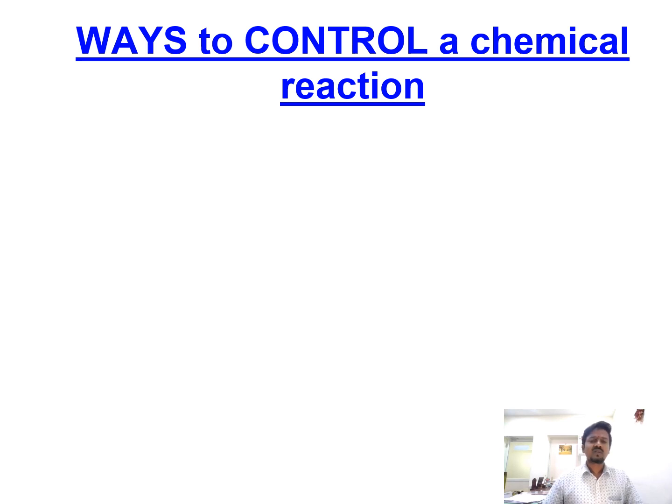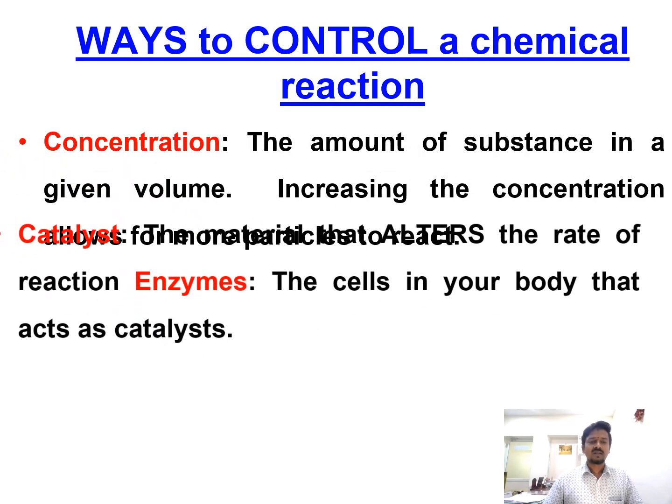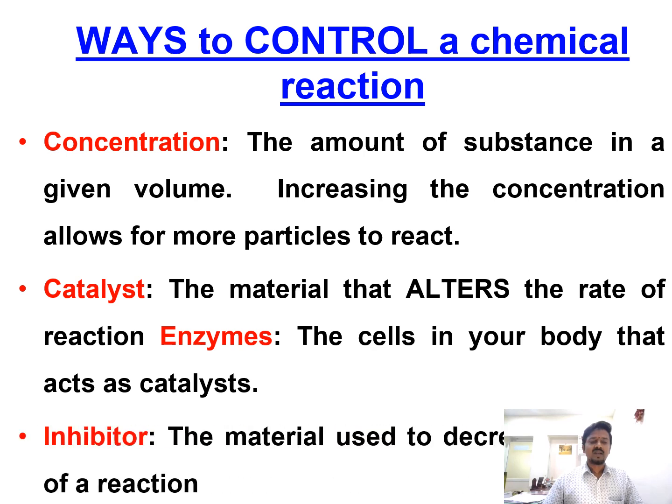There are many ways to control a chemical reaction. One is concentration, another is catalysts, another is inhibitors. If you want to control a chemical reaction, we can follow any of these processes while the reaction takes place. When concentration varies, the control of the chemical reaction is altered. I mean, the amount of substance in a given volume: increasing the concentration allows more particles to react.